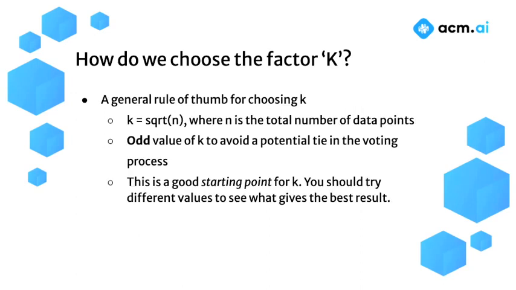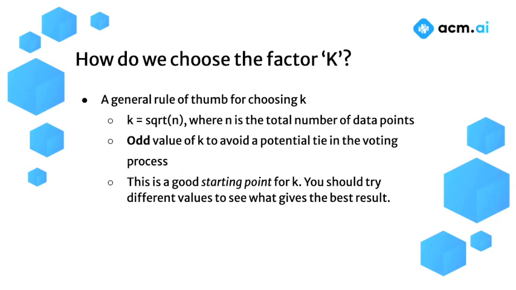So now we talk about the general rule of thumb that we follow, and that is k is equal to the square root of n, where n is the total number of data points. And so that is just a general rule to start off with. You say k is equal to this value, and then you go on to the experimentation as we were talking about to see which one gives you a better result.